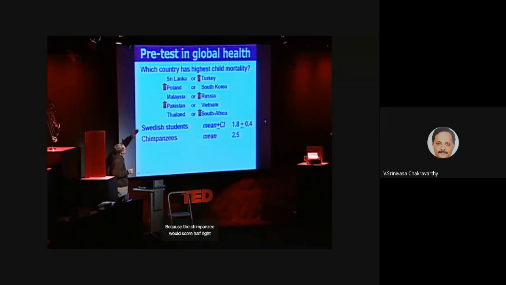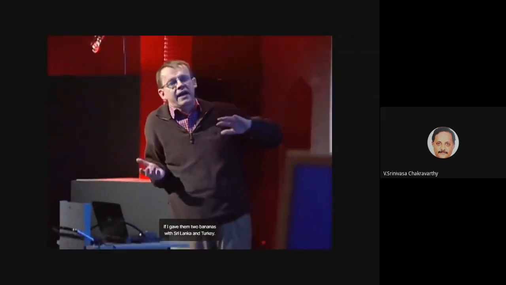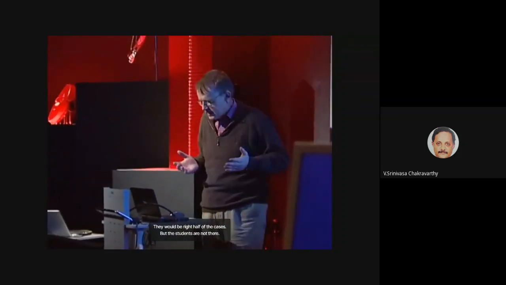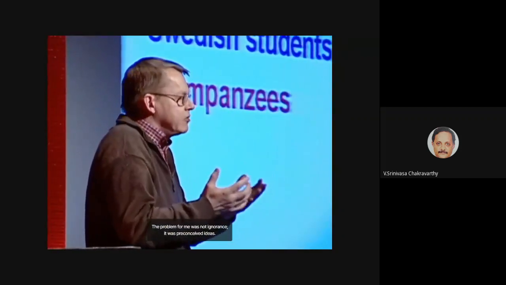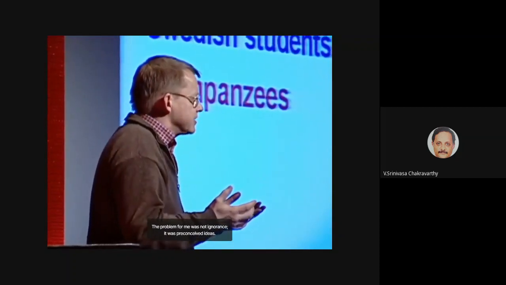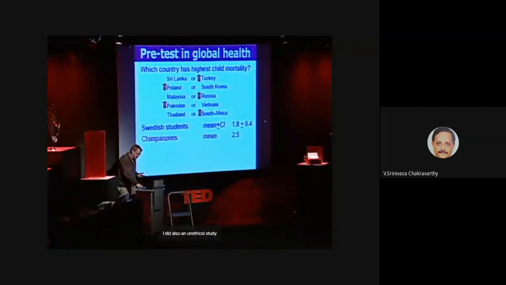Because the chimpanzee would score half right. If I gave them 2 bananas with Sri Lanka and Turkey, they would be right half of the cases. But the students are not there. The problem for me was not ignorance, it was preconceived ideas. I also did an unethical study of the professors of the Karolinska Institute that hands out the Nobel Prize in medicine, and they are on par with the chimpanzee there.